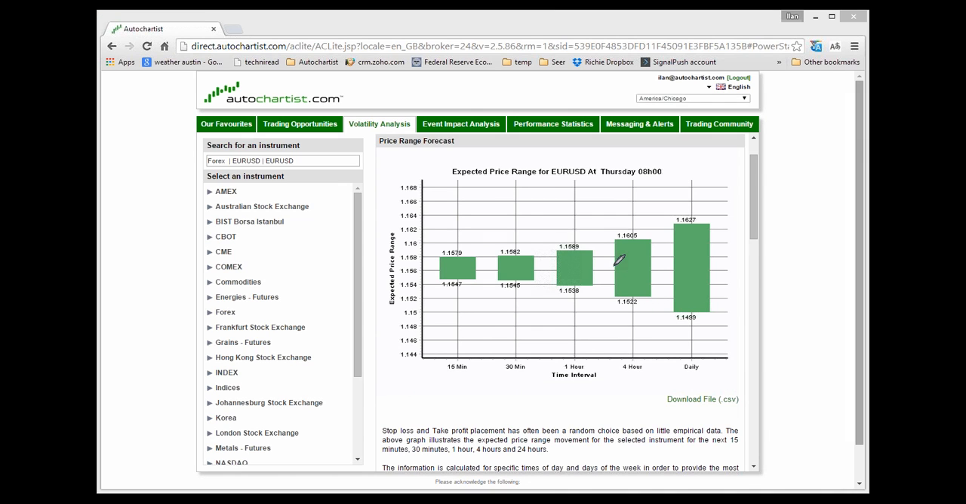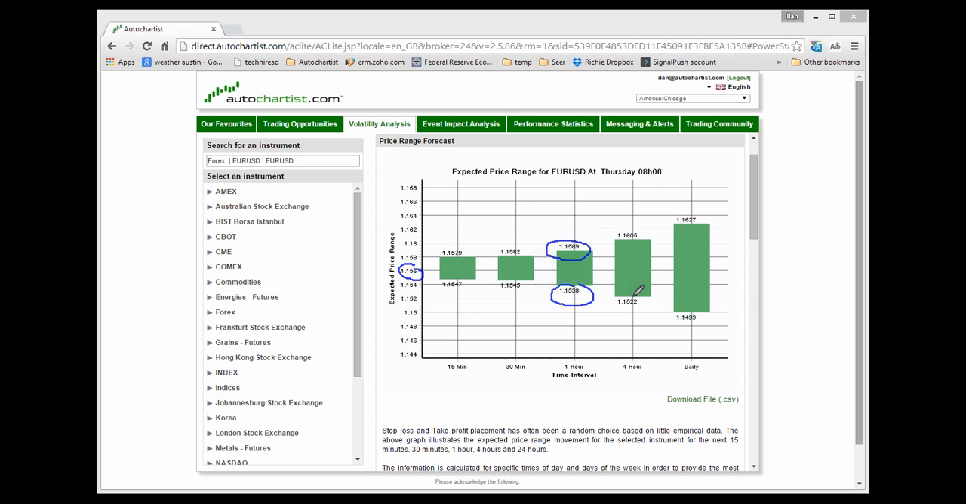So higher up in the volatility analysis tool is the expected volatility for every instrument from the current price, right? At 8 a.m. Chicago time, the price of euro dollar was 1.1560, and Autochartist forecast the price to trade within the next 1 hour between 1.1538 and 1.1589. So if you're planning to hold your trade for longer than, let's say, an hour, you shouldn't be setting your stop loss and take profit within this range.